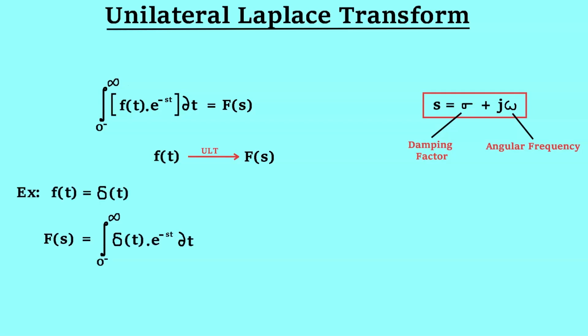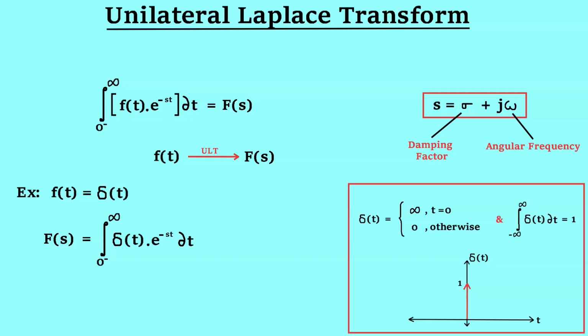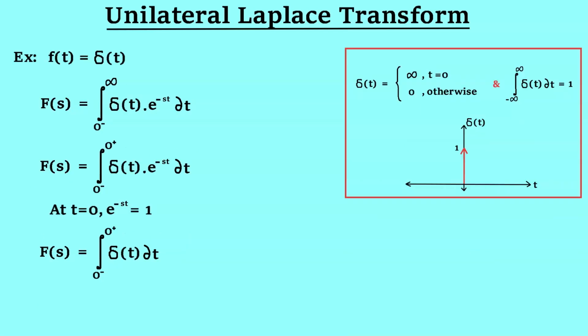For example, we will find the Laplace transform of the unit impulse function. We know the unit impulse function has value only at t equal to 0, otherwise its value is equal to 0. Therefore, we can change the value of integration limits to 0 minus to 0 plus. By this expression we can say we are interested only in the value at t equal to 0. e raised to the power minus st will be equal to 1 at t equal to 0. Now, the Laplace transform will be equal to the integration of the unit impulse function from 0 minus to 0 plus.